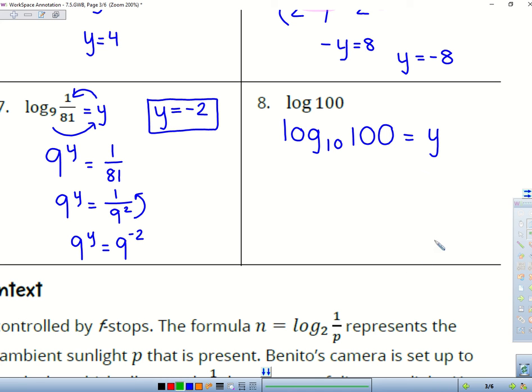So how would I go about setting this one up? 10 to the y is equal to 100. This one you can probably do in your head. 10 to what power is 100? Squared. Yeah. So y is 2.